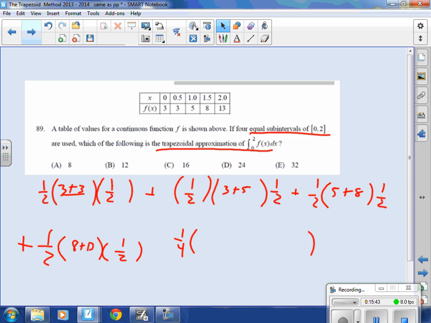3 plus 3 is 6. 3 plus 5 is 8. 5 plus 8 is 13. And 8 plus 13 is 21. 6 and 8 gives me 14. 14 and 13 is 27. 27 and 21 is 48. Divided by 4 would give me 12.